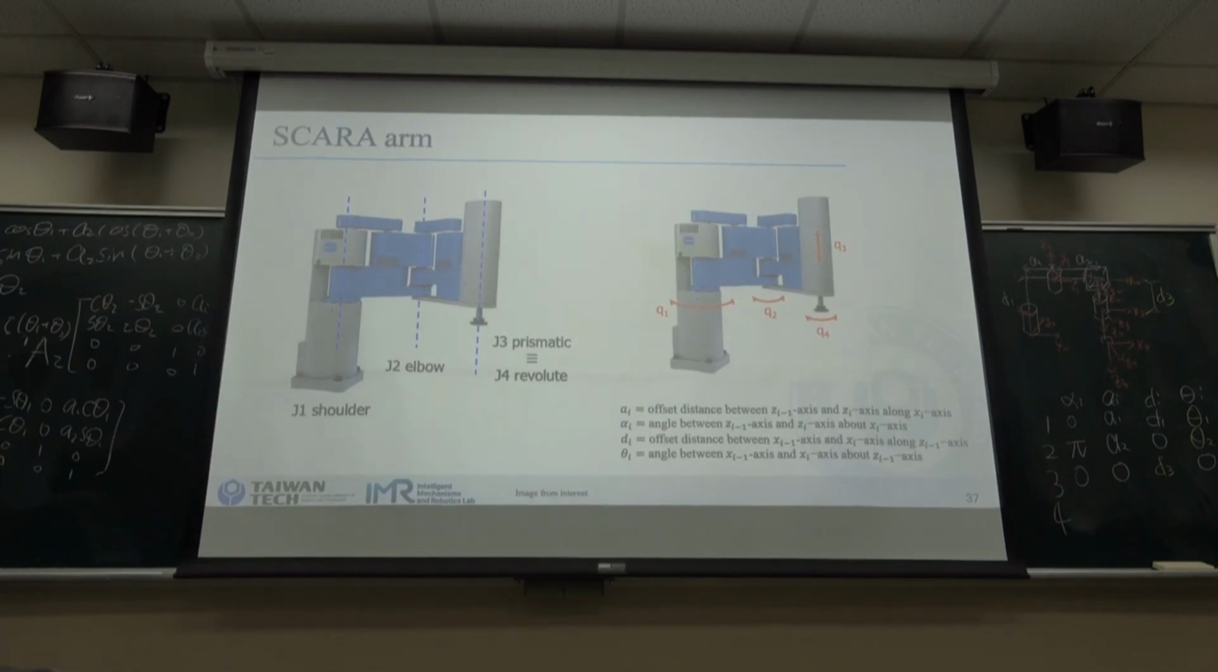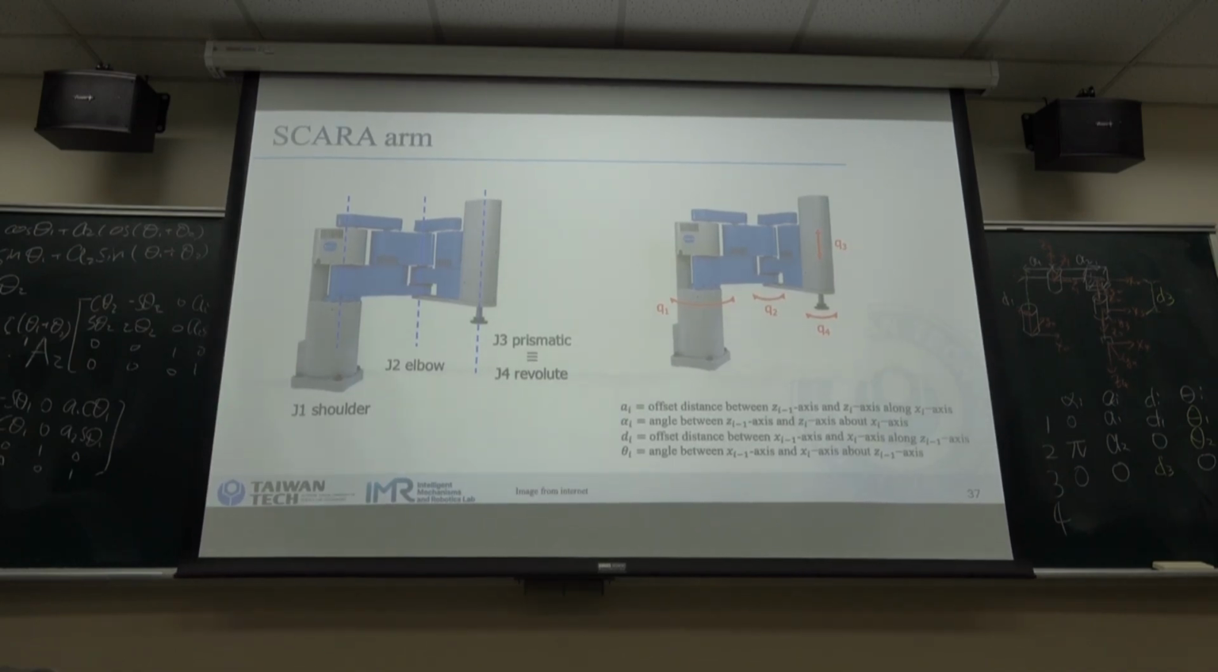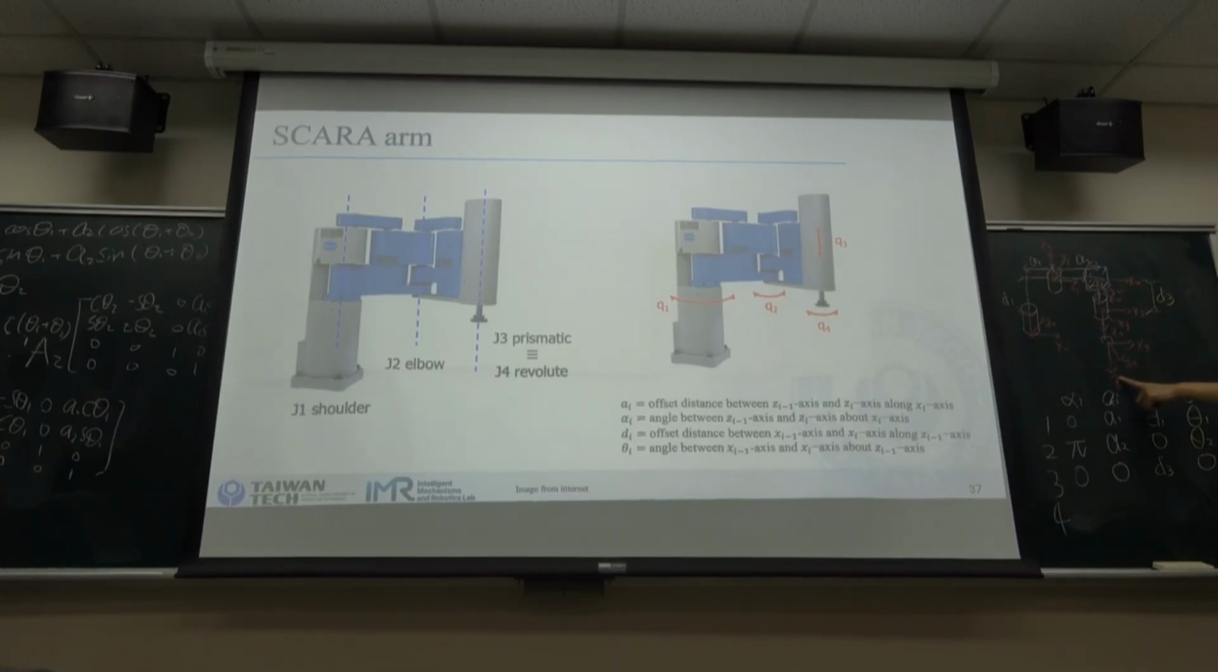And for the fourth one, the alpha 4 is the angle between Z4 and Z3.